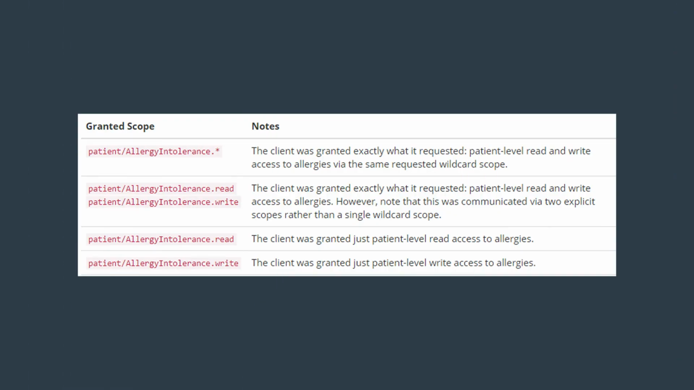The authorization server may not grant the level of access requested by the app. For example, an app with the goal of obtaining read and write access to our old friend the patient's allergy intolerance resources requests the clinical scope of patient/AllergyIntolerance.*. The authorization server may respond in a variety of ways, as shown here.